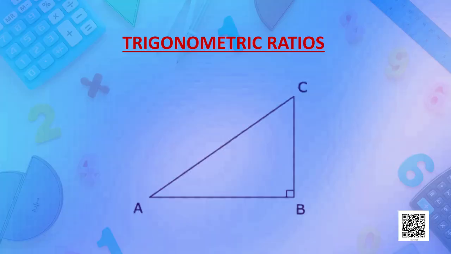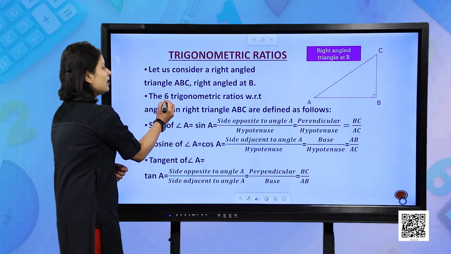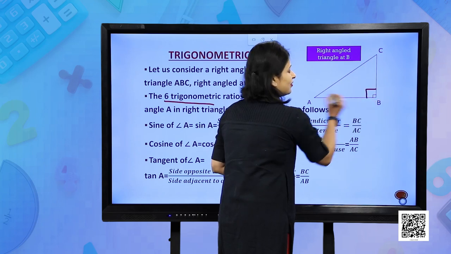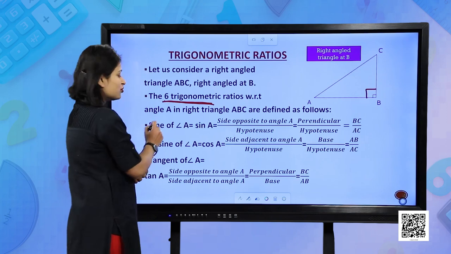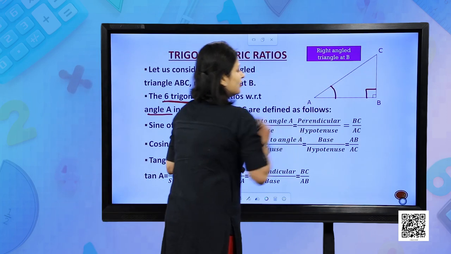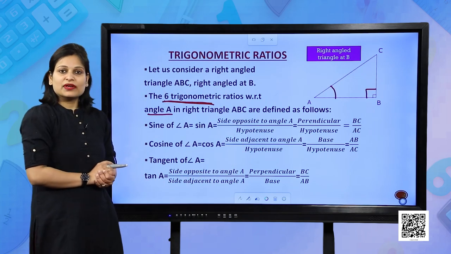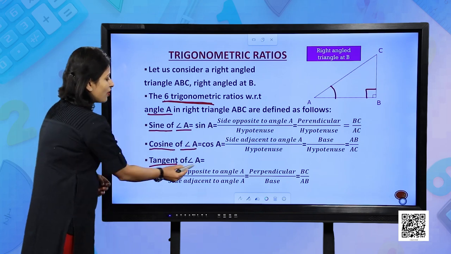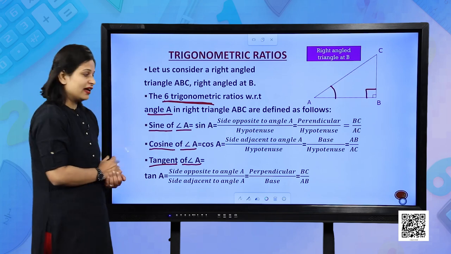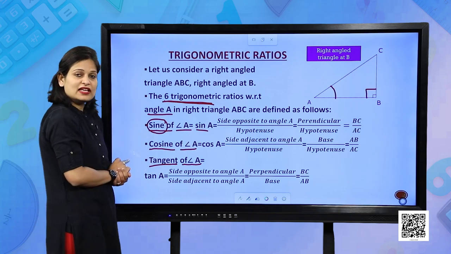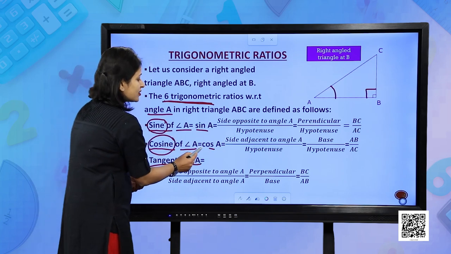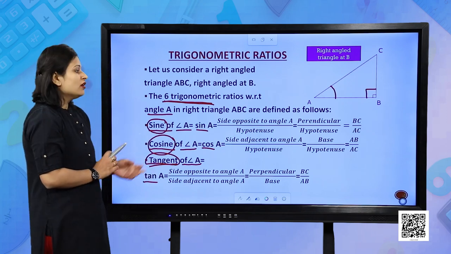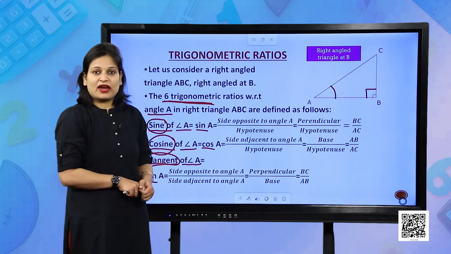Now, let us discuss the trigonometric ratios. There are 6 trigonometric ratios. Now, let us consider a right angle triangle. Triangle ABC means what? Angle B is 90 degree. Now, we are defining the 6 trigonometric ratios with respect to angle A. That means I am considering this angle. So, first of all, let us discuss the first 3 trigonometric ratios, which are sine of angle A, cosine of angle A, and tangent of angle A. In short, we usually write sine as sin, S-I-N, and cosine as cos, C-O-S, and tangent as tan, T-A-N. Now, how will you remember the definitions of these trigonometric functions?